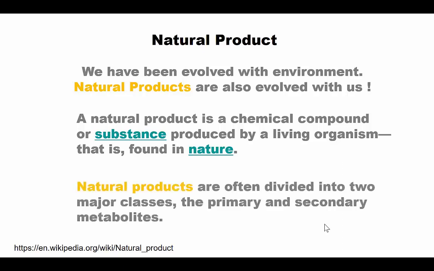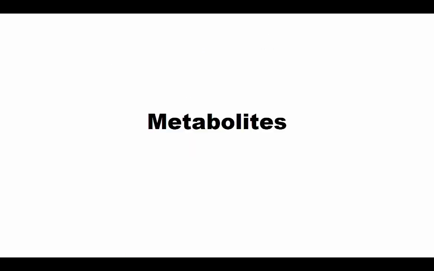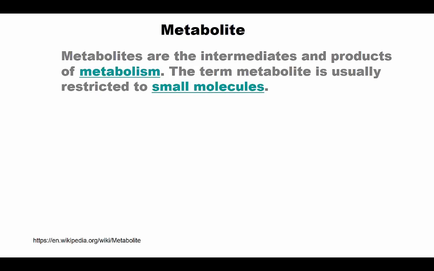And this natural product, in other terms, we call this natural product metabolites, and we can divide this into two big groups: primary metabolites and secondary metabolites. Metabolites are natural products, so it can be used as almost the same term. And metabolites are the intermediates or products of metabolism. And the metabolites are natural products, but usually we restrict the term only to relatively small molecules.